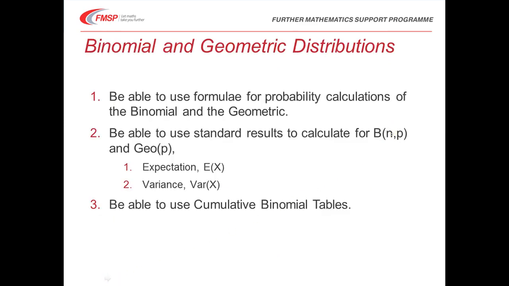For each of them you need to be able to use the formulae for probability calculations for the binomial and the geometric. You also need to be able to use standard results to calculate for the binomial and for the geometric, and these are the standard notations that we use. You need to be able to work out the expectation, and you also need to work out the variance. Also, with the binomial, you need to be able to correctly use cumulative binomial tables.